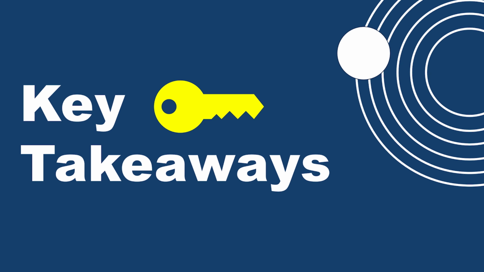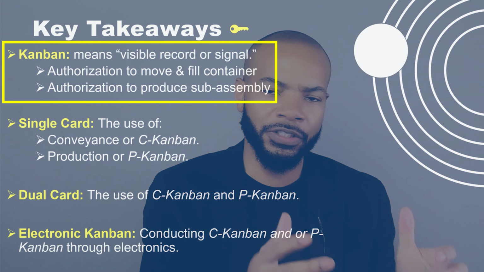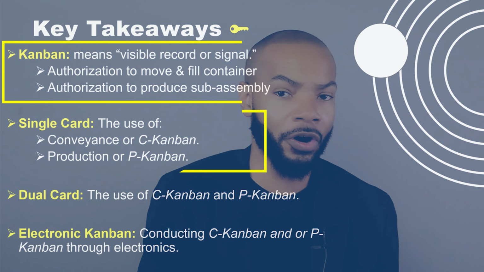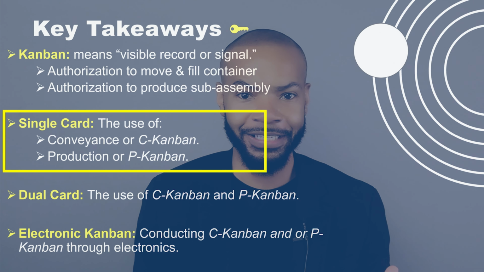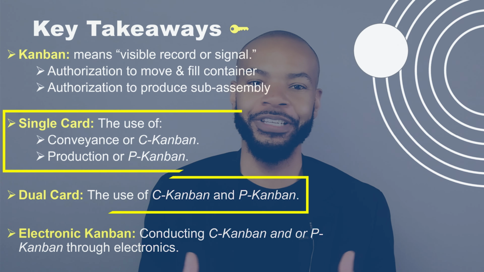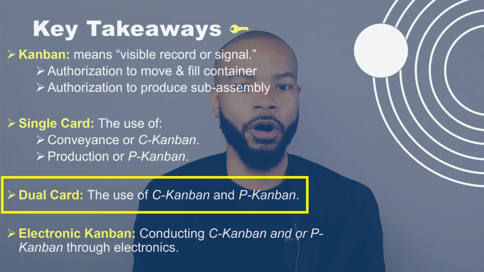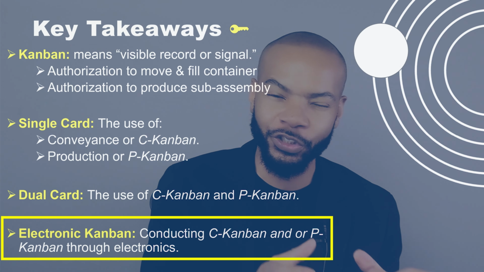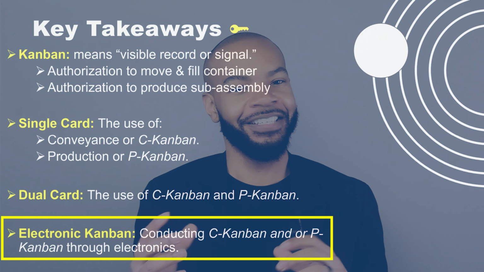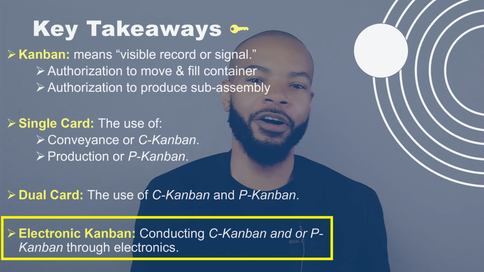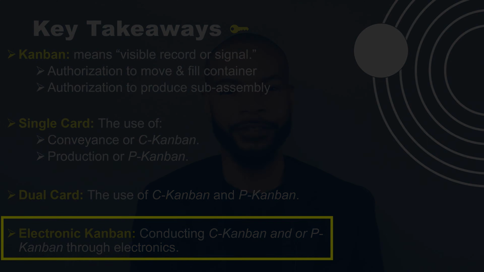So, key takeaways. Kanban just means visible record. It is the authorization for someone to move a container of parts or to produce sub-assemblies. You have a single card Kanban that includes conveyance or C Kanban or production or P Kanban. When they're used together, that's called a dual card Kanban system. And we also have what we call e-Kanban or electronic Kanban, which is just the same as P and C, but done through barcodes and scanning and electronic authorization to move a container of parts.